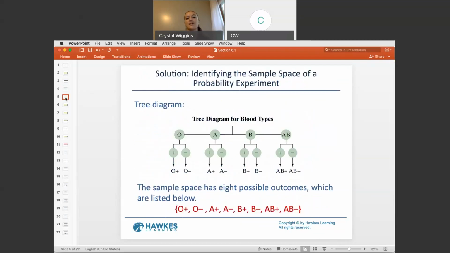So using a tree diagram like this one is a great way to map out and organize all the different types of outcomes in a particular random experiment. So here we would say, well, first someone would tell me whether they were O, A, B, or AB, and then they would specify whether it's O positive, O negative, and so on, giving us each one of these branches of the tree as an outcome of the probability experiment. And when we put all the outcomes together and list them, that's what's defined as the sample space.